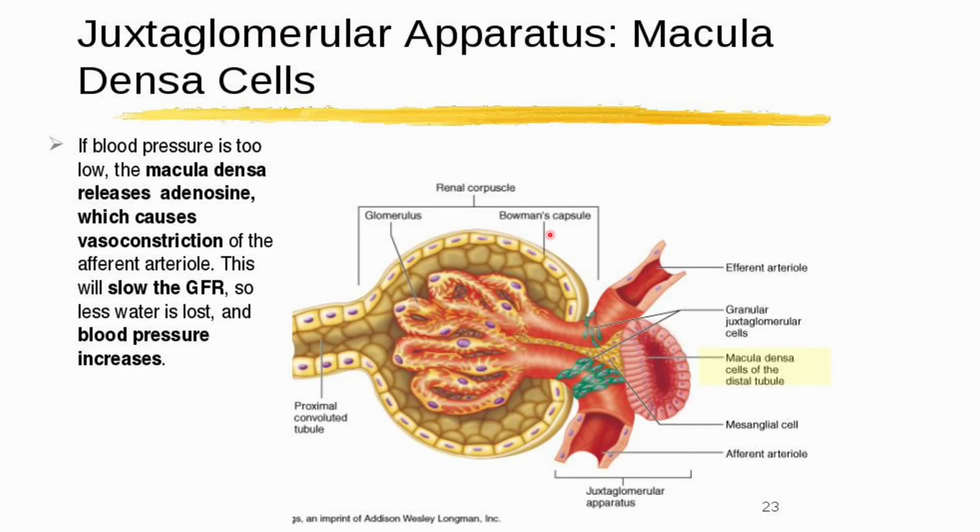Now, if the blood pressure is too low, what happens? The cells of the macula densa release adenosine, which causes vasoconstriction of the afferent arteriole. This will slow down the glomerular filtration rate, so less water is lost and the blood pressure increases.